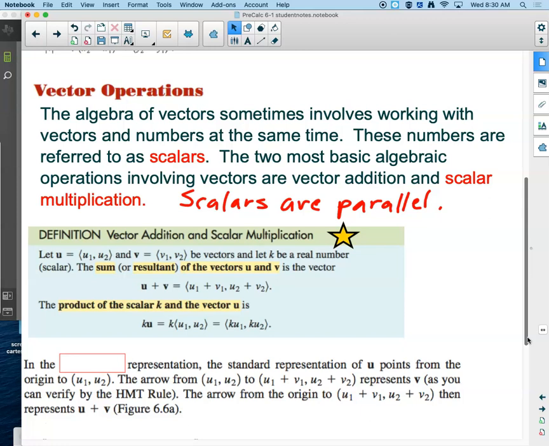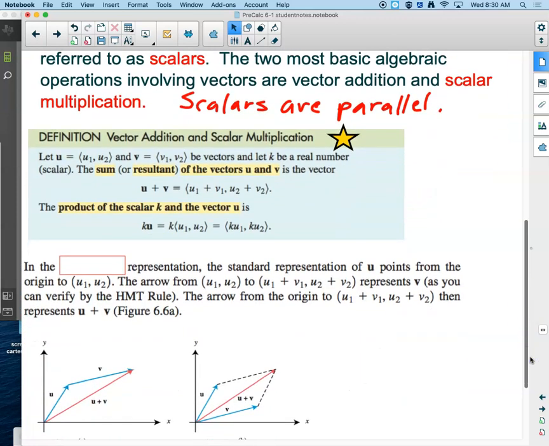The sum or resultant of the vectors u and v is the vector you get by, well, if you're doing addition, you just add the two x components together and you add the two y components together. That's it. That's vector addition. If you have the product of a scalar, you just multiply both of those components by that scalar. So it's not tough math. You just have to know that's how it's done.